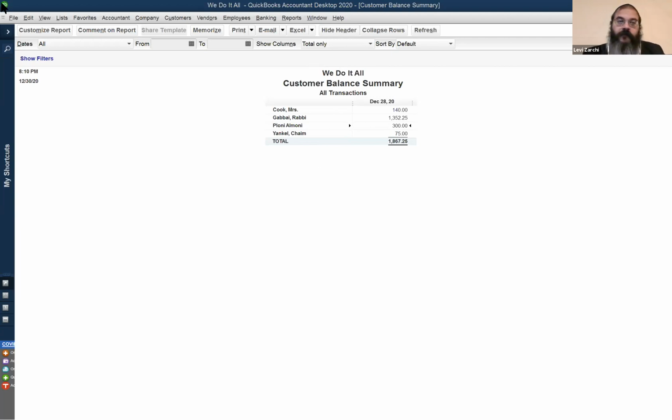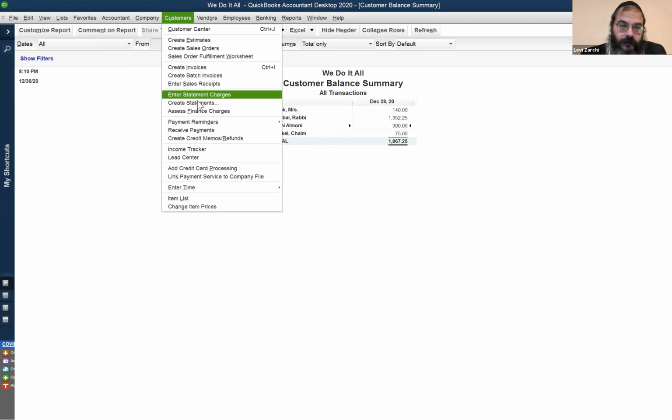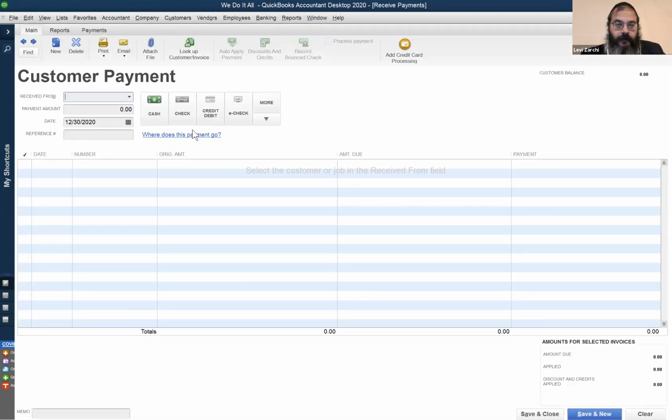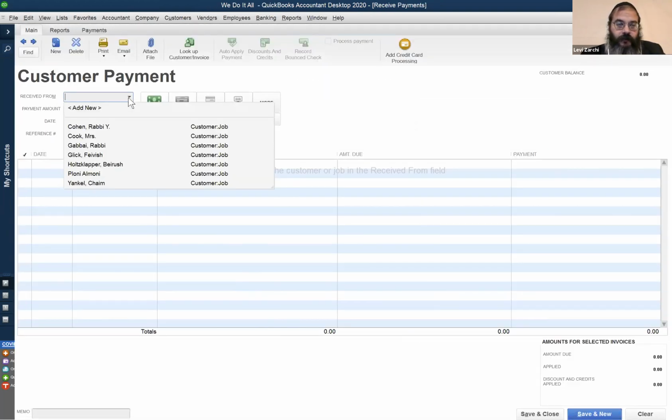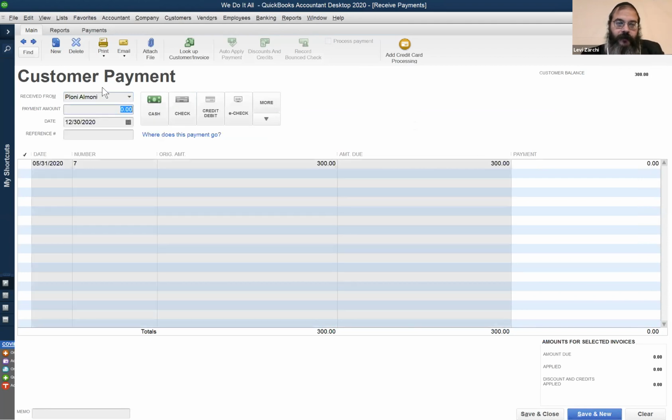So that is the first half. So let's go here to customers, and you receive a payment, and we will go down to Ploni Almoni. We know we can always just type the letter P, and Ploni Almoni will show up. And here we have his $300 invoice. Now, we said that QuickBooks assumes that when you click on an invoice, it's going to take all the money.